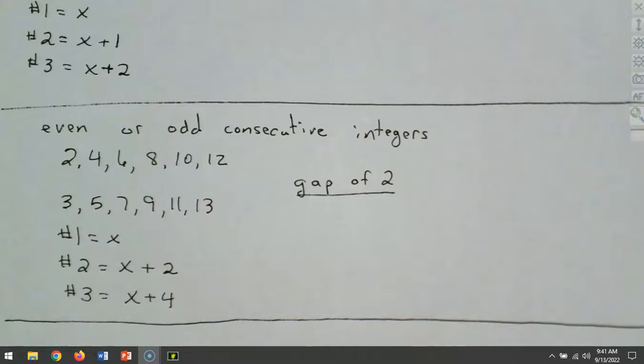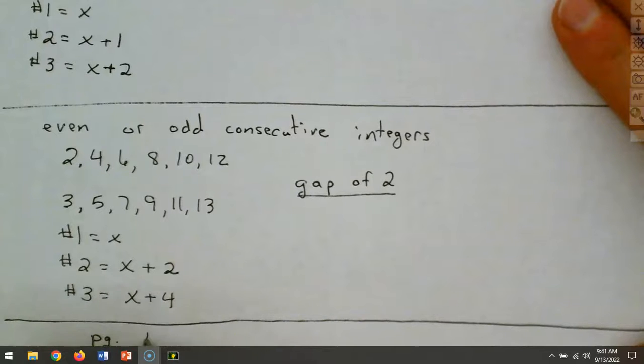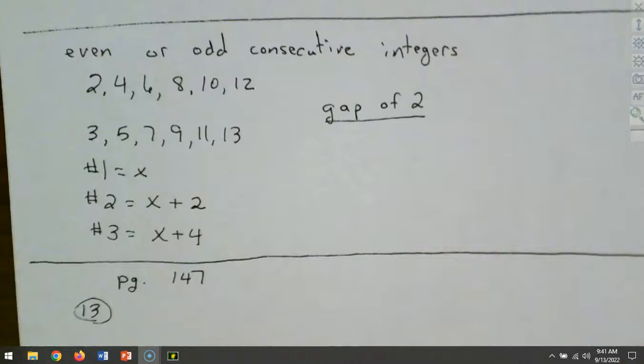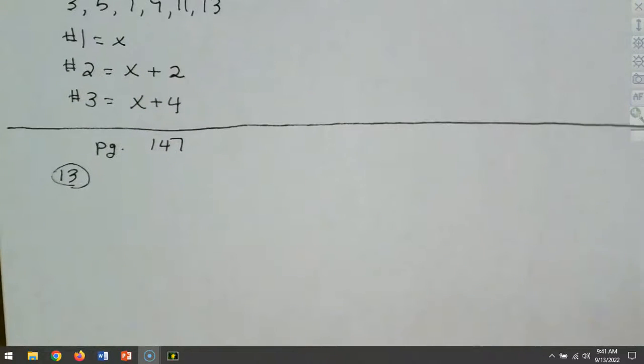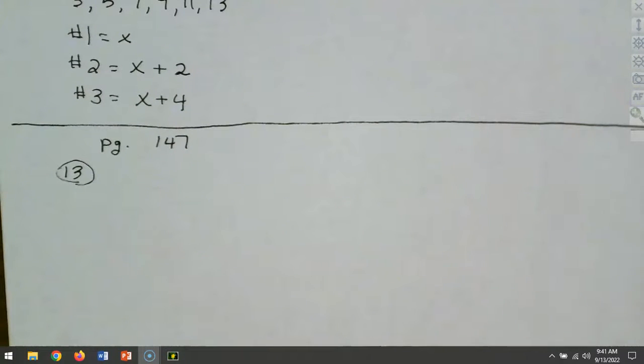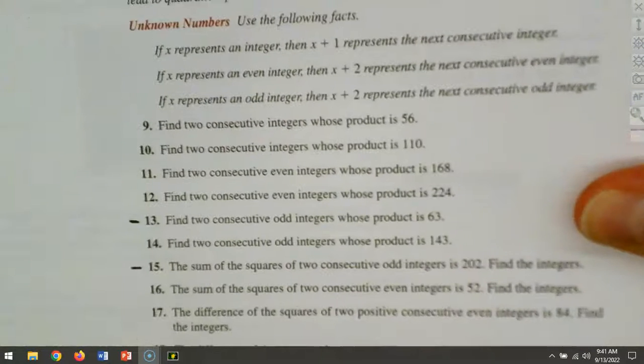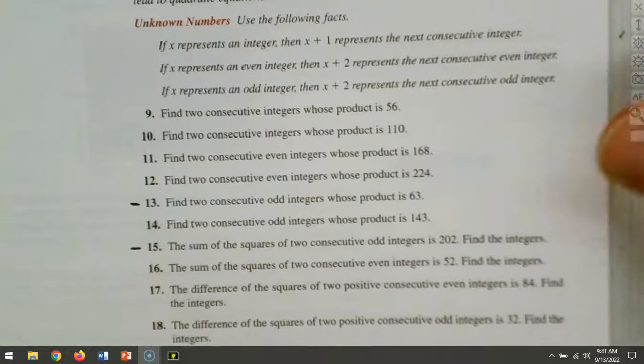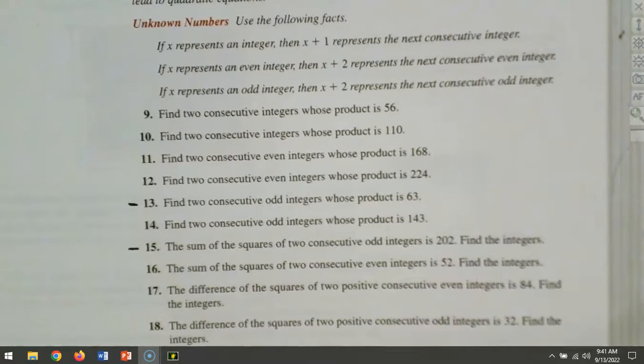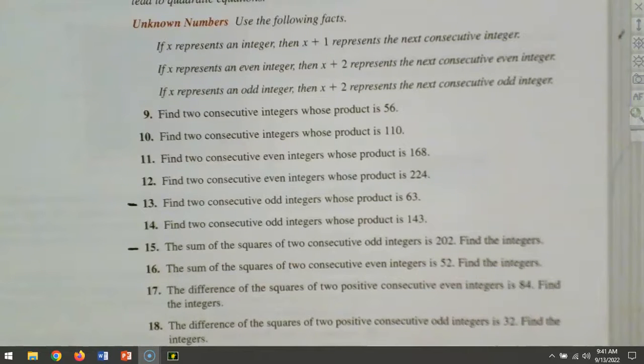So we're going to begin on page 147 with question 13. And these, again, are the ones that students do the best with. They're very easy to set up. There's not a lot to them. It's just that when we get our answers, we need to make sure that we solve it and get all the solutions. Because on these, we may get multiple answers. So question 13.